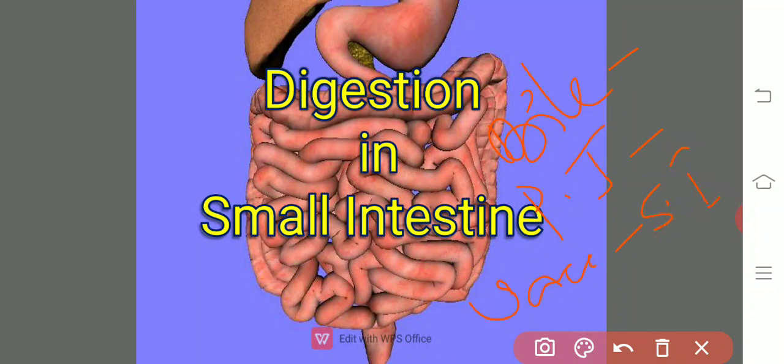As and when the acid chyme enters the duodenum of the small intestine, there will be a release of bile juice from the liver, pancreatic juice from the pancreas, and the intestinal juice, that is the succus entericus, from the small intestine. All these three kinds of juices are released into the small intestine and mix up with the food material. Then what is the use of all these three kinds of digestive juices?